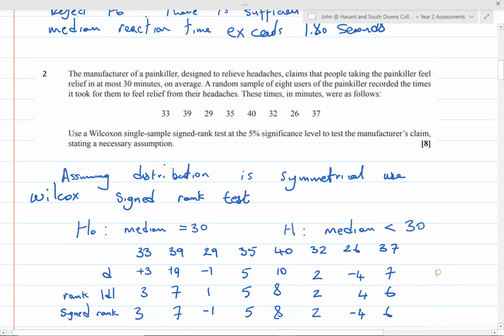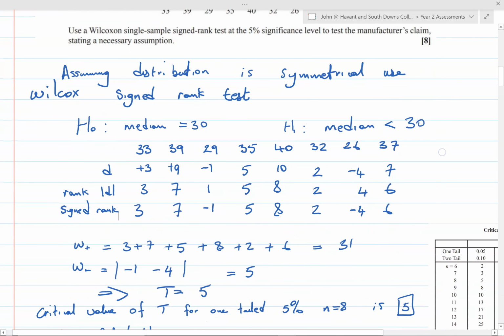The second row, put the absolute rankings, so not worrying about whether it's negative or not. And then with the same absolute values there, refer back to whether it was above or below the median, and put a negative in if it's below, and leave it positive if it's above.